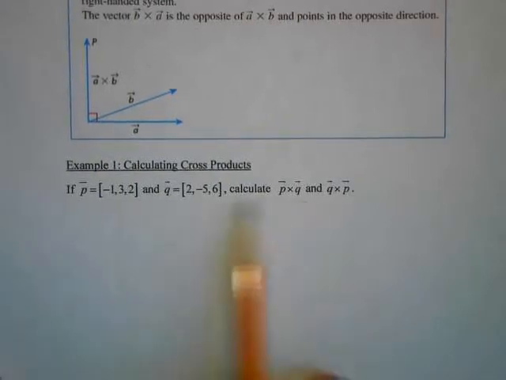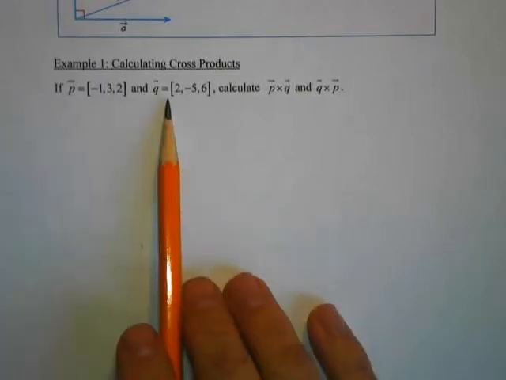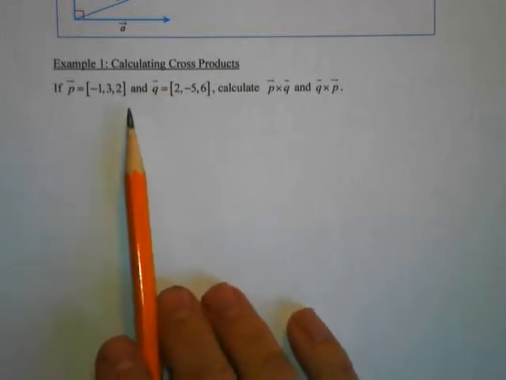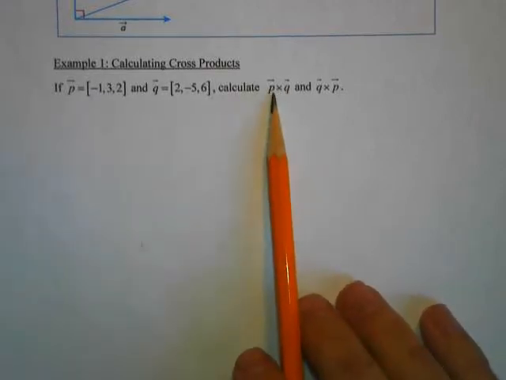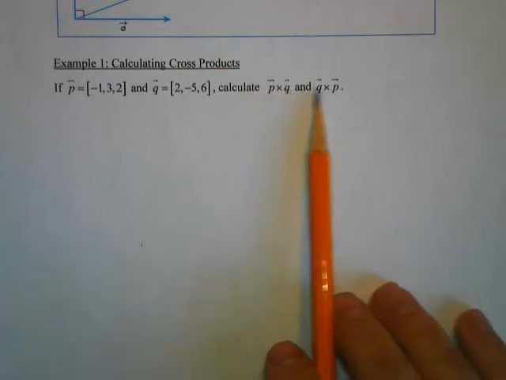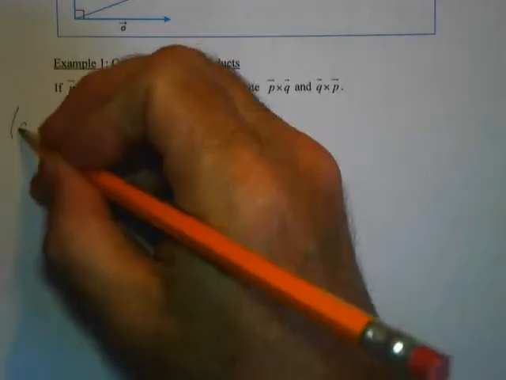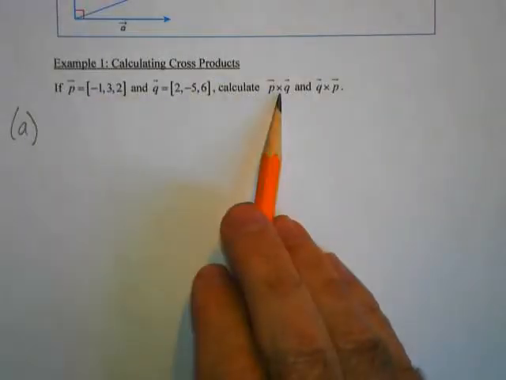Okay, so here's our one and only example. We've got 2 vectors, P and Q, and you can see they are 3-dimensional vectors because they've got 3 components. It has to be in R3 to do a cross product. And we're actually going to calculate both P cross Q and Q cross P. And we kind of know what we should get based on the properties we just saw on the previous page. Okay, so we're going to start with P cross Q.